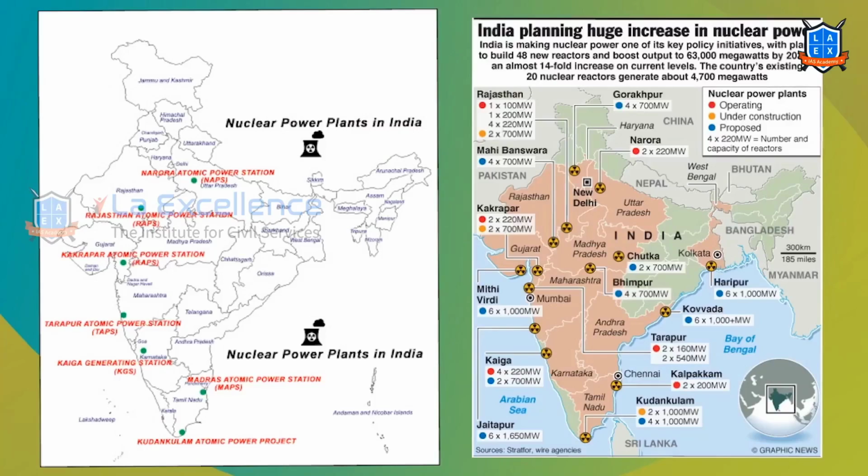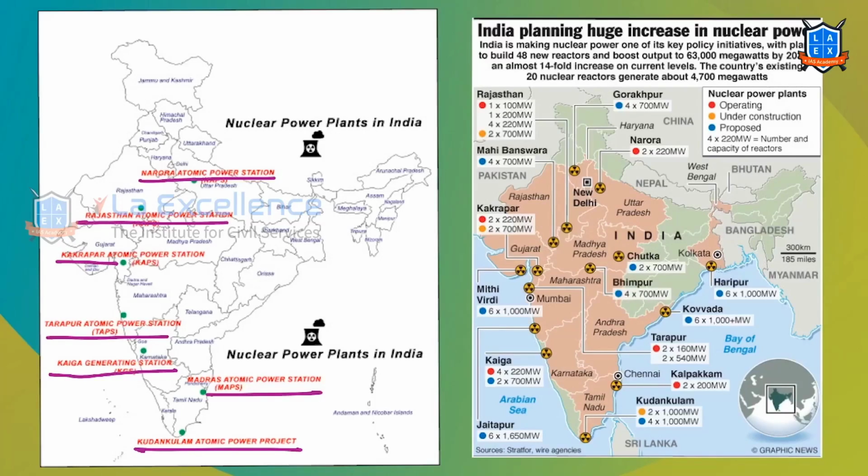Look at this map. These are the areas where we have functional nuclear power plants: Kudankulam Atomic Nuclear Power Plant, Madras Atomic Power Plant, Kaiga Generating Station, Tarapur in Maharashtra, Kakrapar in Gujarat, Rajasthan Atomic Power Station in Rajasthan, Narora Atomic Power Station in UP. These are the areas where we have functional nuclear power plants.